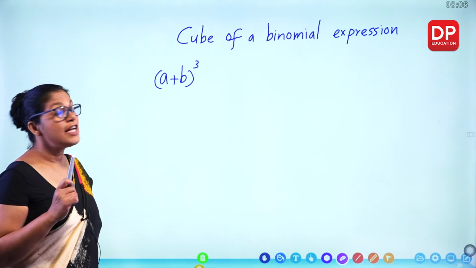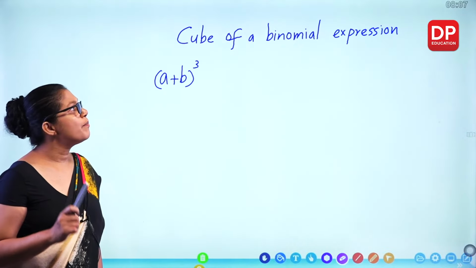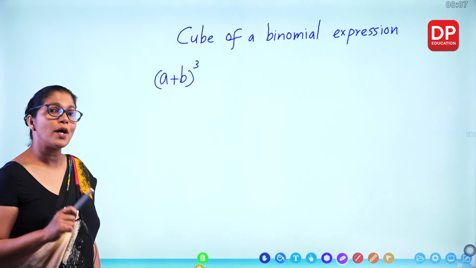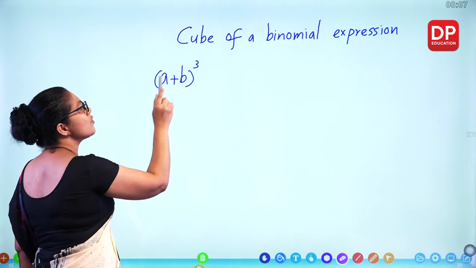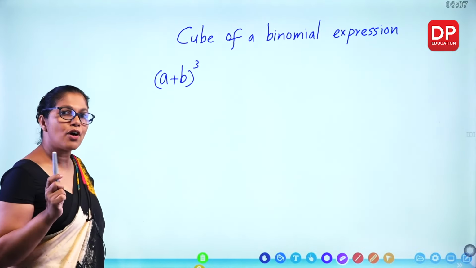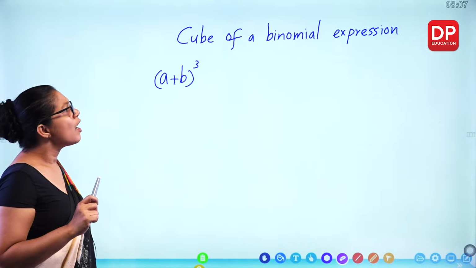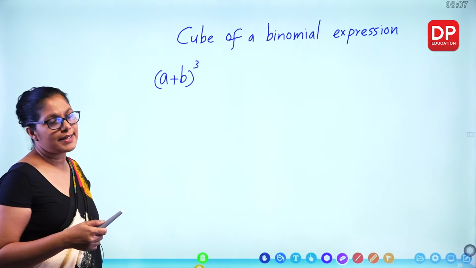So here we need to talk about the cube of a binomial expression. What is a cube? Cube means power 3. So here this is a binomial because there are 2 terms. Now we'll try to find out a pattern.